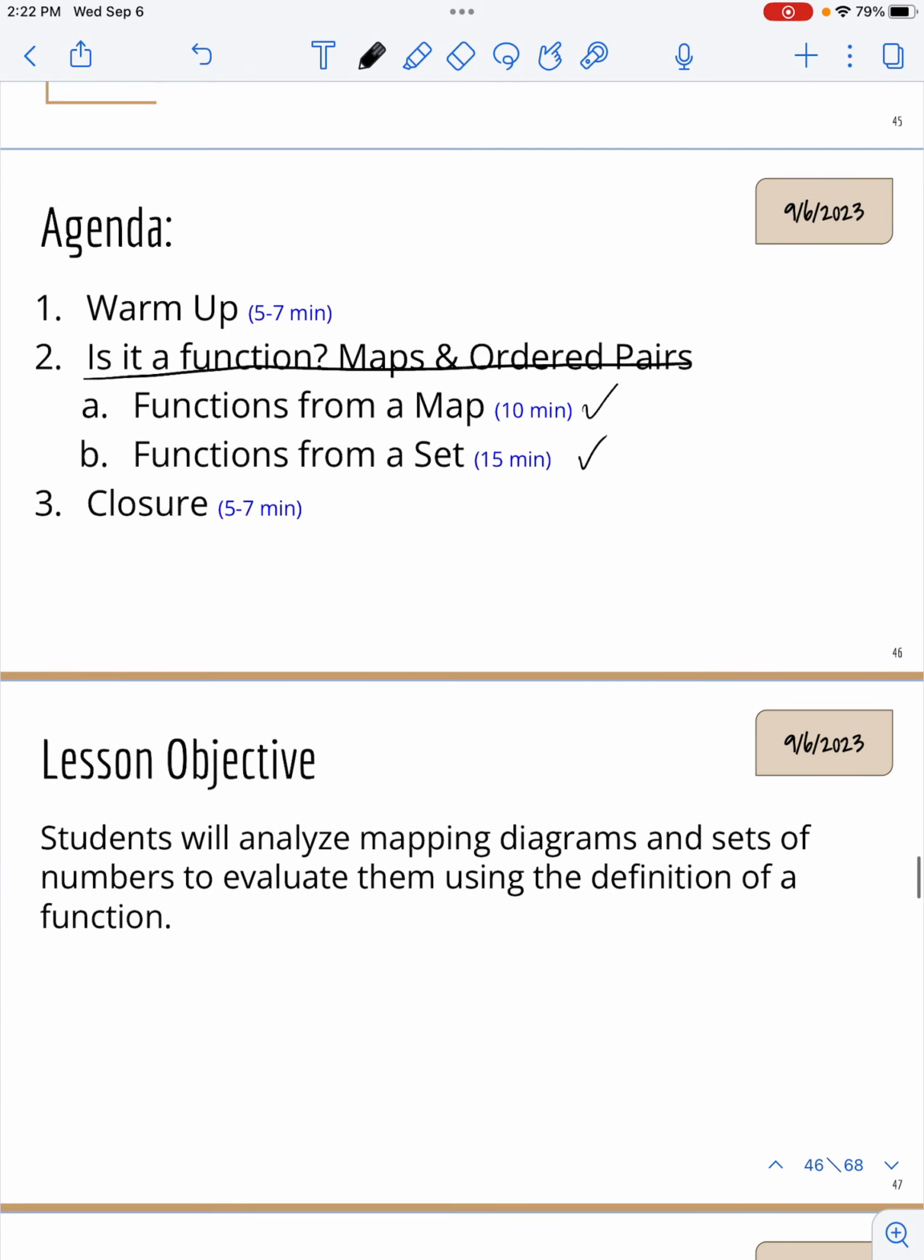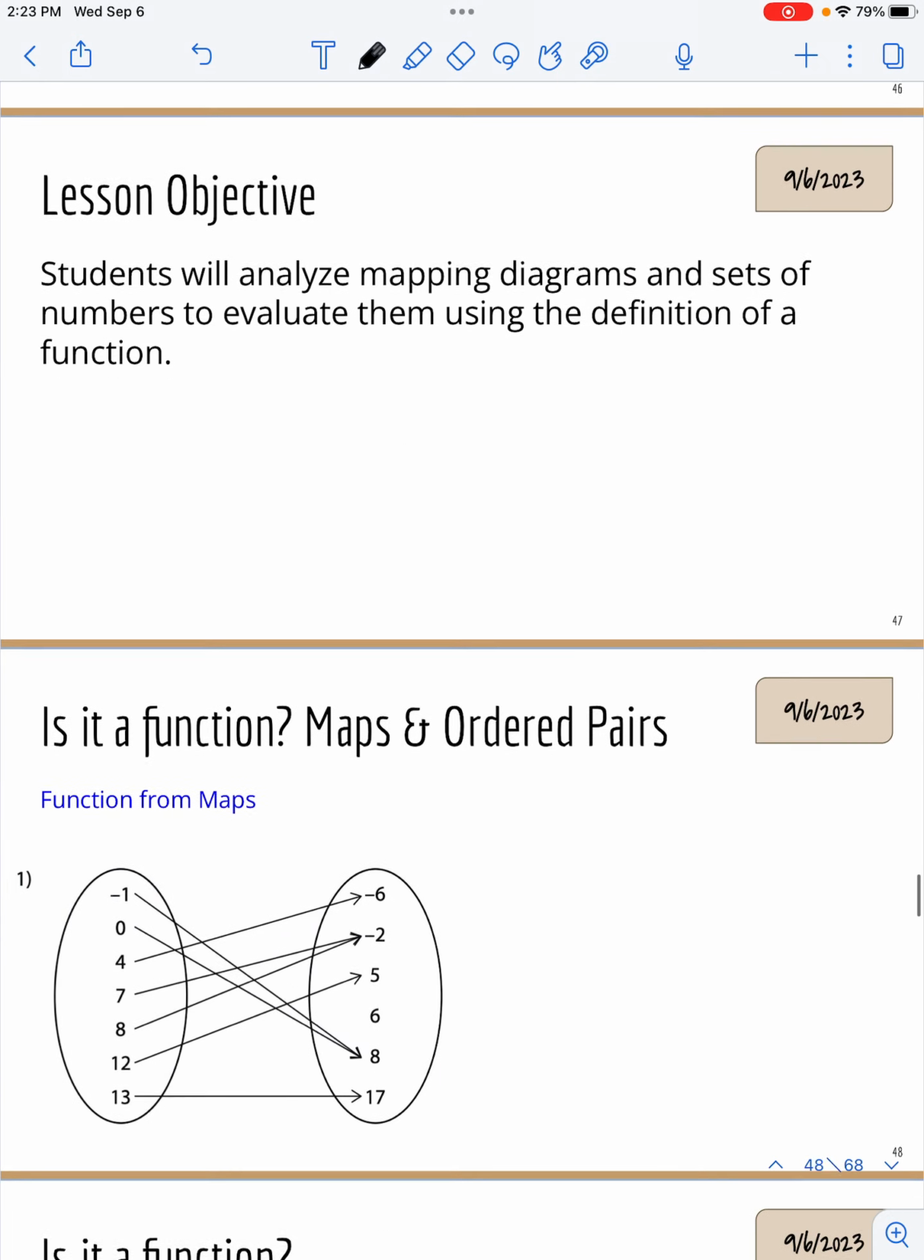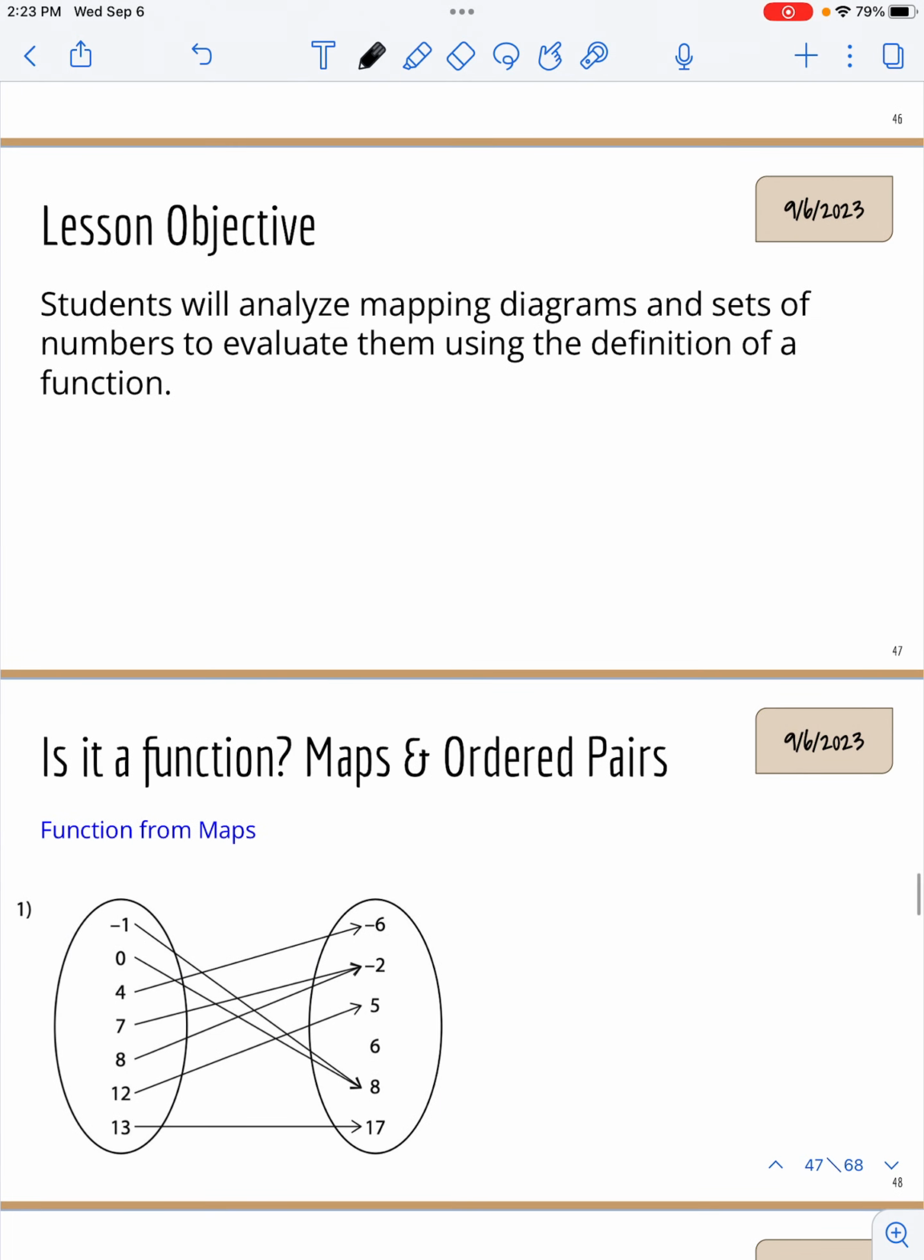Let's go ahead and write the lesson objective after your warm-up. Students will analyze mapping diagrams and sets of numbers to evaluate them using the definitions of a function. So if you need to pause, go ahead and pause. Let's start with the first problem.